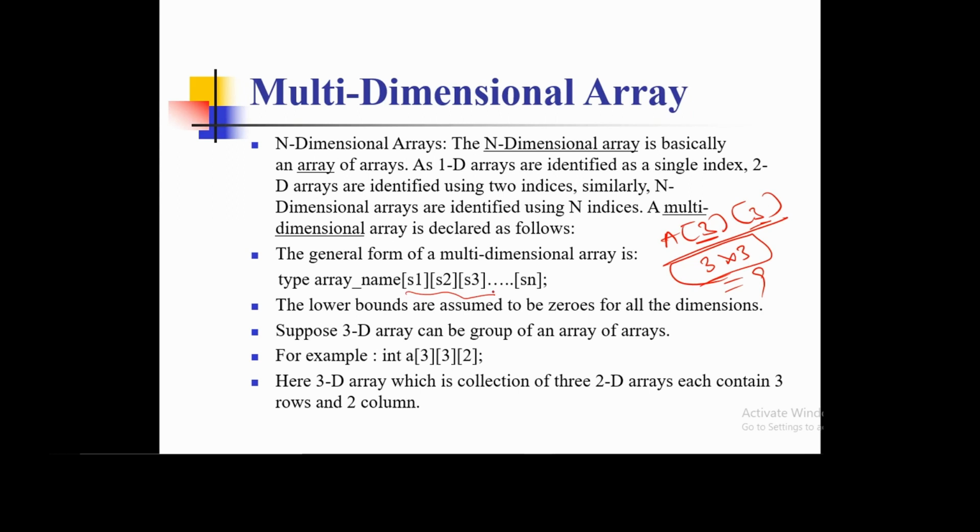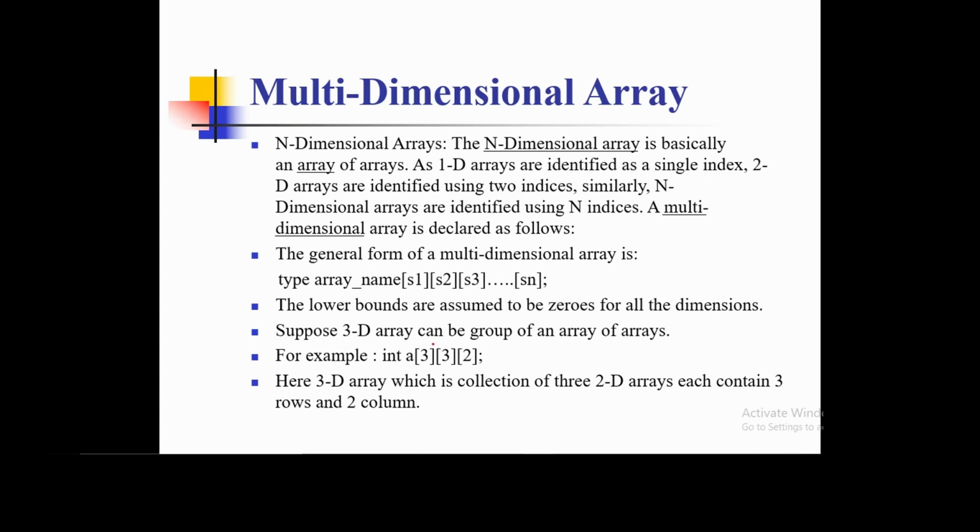If it is given in the form of a range, then we need to calculate the number of elements separately for each dimension, and after that we can simply find the total number of elements in that particular array. So here the lower bounds are assumed to be zero for all the dimensions.